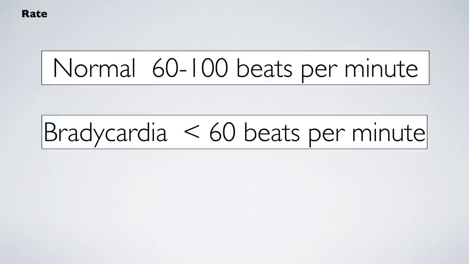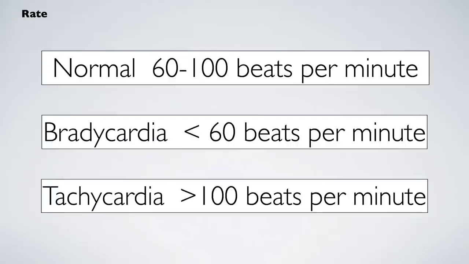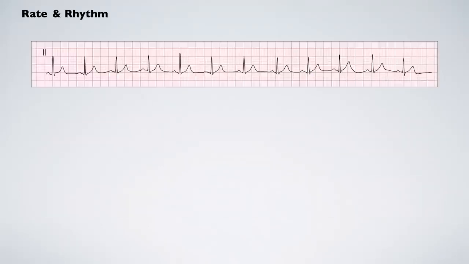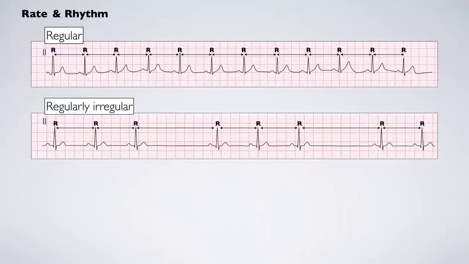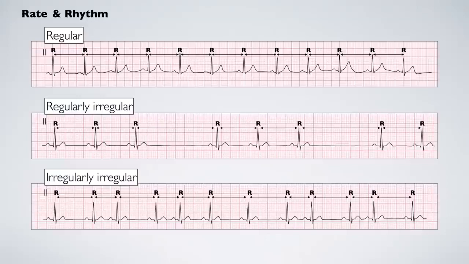A rate that falls below 60 beats per minute is referred to as a bradycardia. A rate exceeding 100 beats per minute is referred to as a tachycardia. Rate and rhythm are evaluated simultaneously, so while calculating the rate, it is important to observe whether the R waves are evenly spaced. If they are evenly spaced, the rhythm is considered regular. But the rhythm can also be regularly irregular or irregularly irregular.